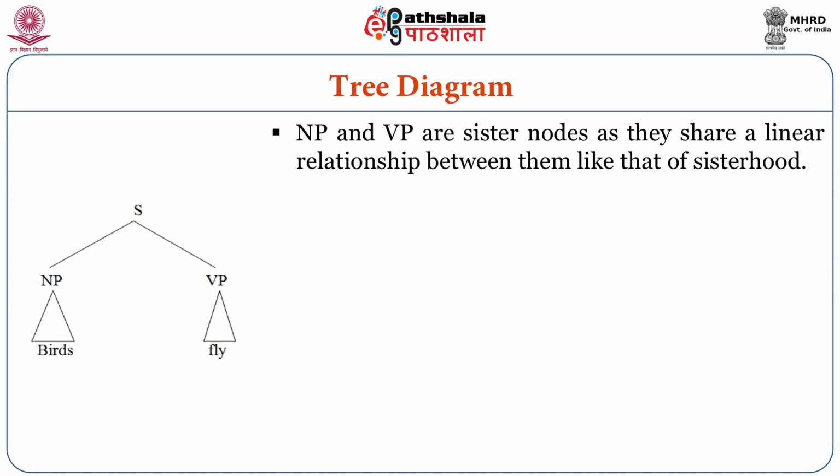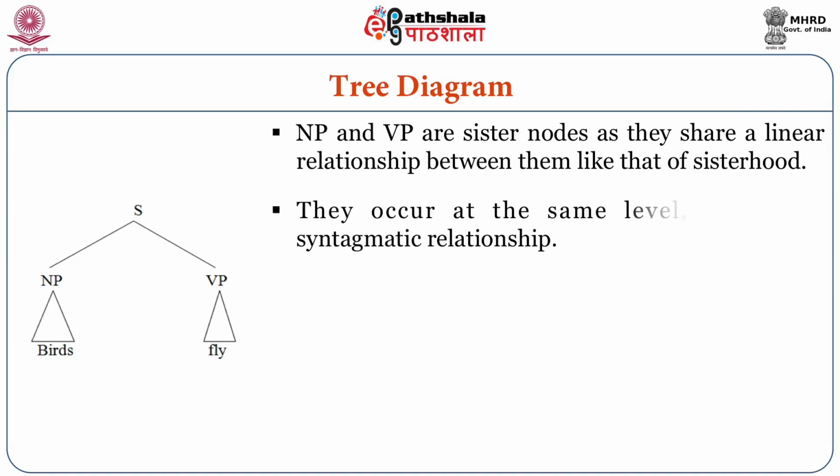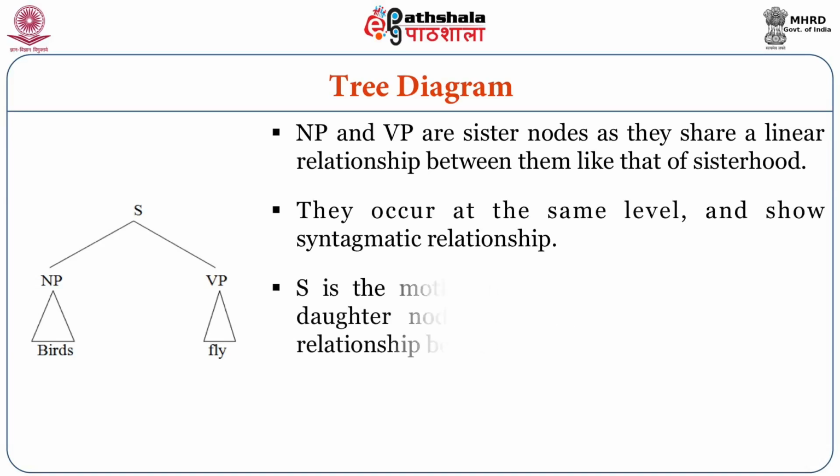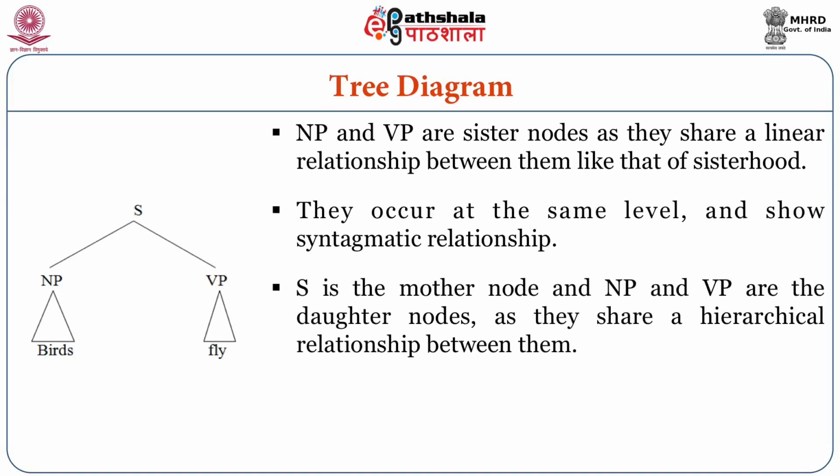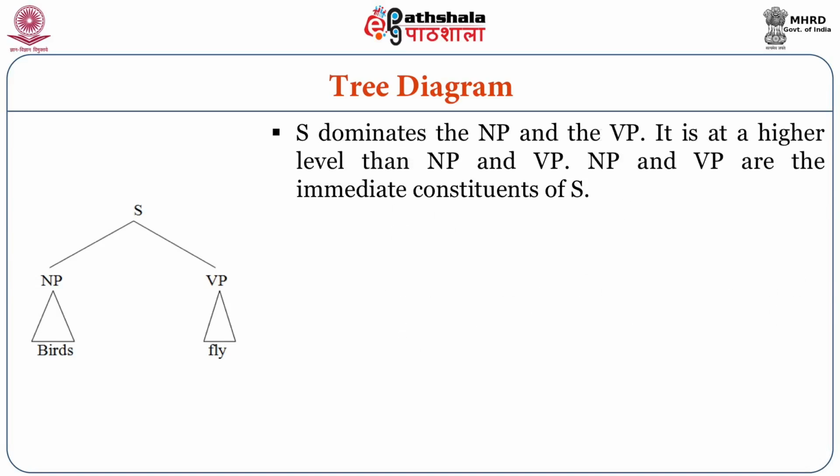NP and VP are sister nodes and they share a linear relationship between them like that of sisterhood. They occur at the same level and show syntagmatic relationship. S is the mother node and NP and VP are the daughter nodes as they share a hierarchical relationship between them. S dominates the NP and VP. It is at a higher level than NP and VP. Noun phrase and verb phrase are the immediate constituents of S, the sentence.